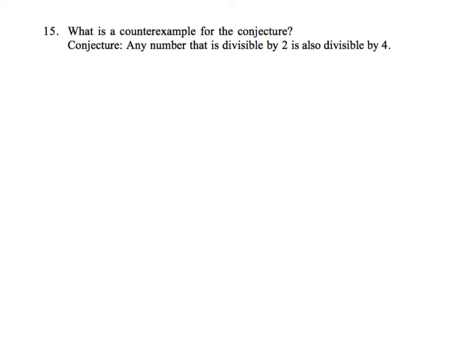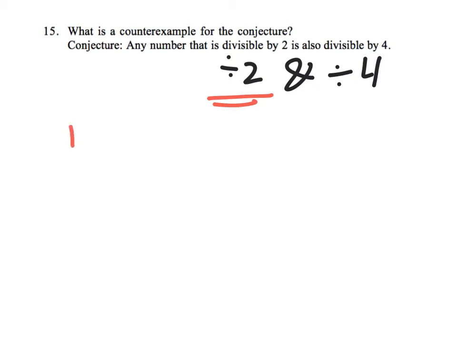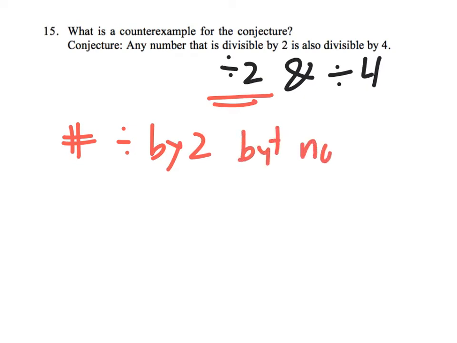All right, number 15 says, what is a counterexample for the conjecture? So you want to find an example that doesn't work for this one. It says any number that is divisible by 2 is also divisible by 4. So that means you can divide it by 2 and you can divide it by 4. So we want a number that we can divide by 2 but not divisible by 4. So we're looking for a number that's divisible by 2 but not divisible by 4.